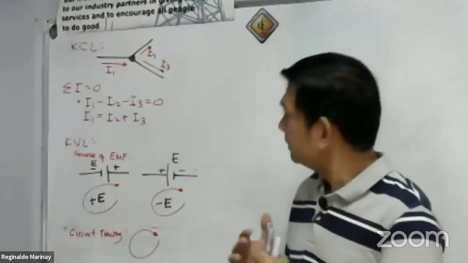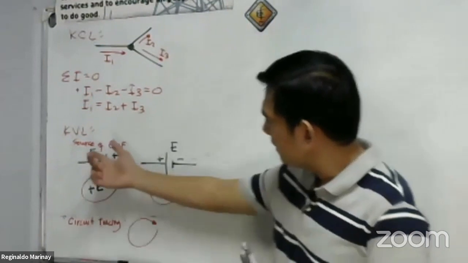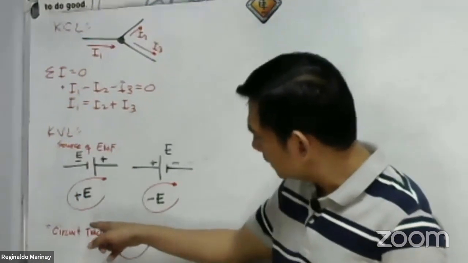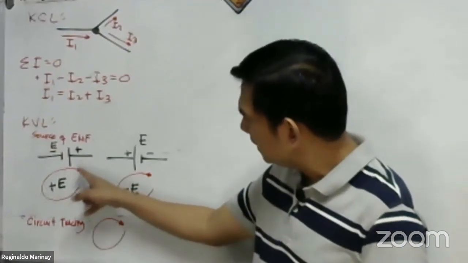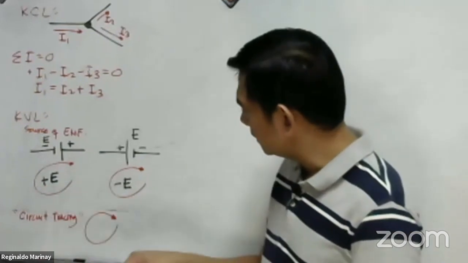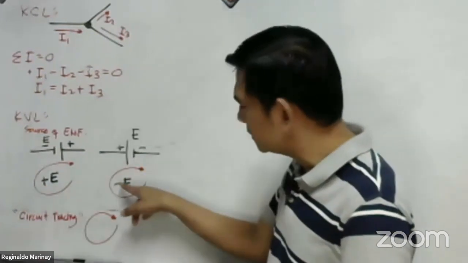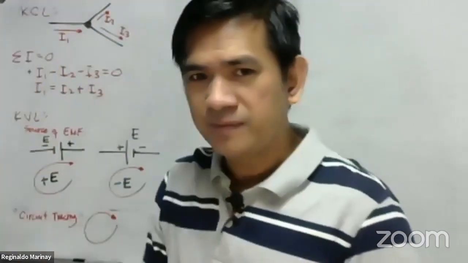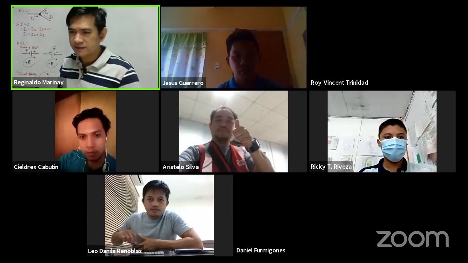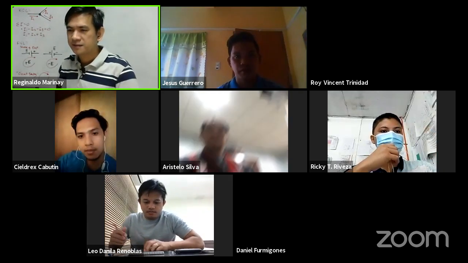So, again, for the KVL, if the circuit tracing leads on the positive terminal, that is positive E. If it leads on the negative terminal, that is negative E. Can you follow, everyone?